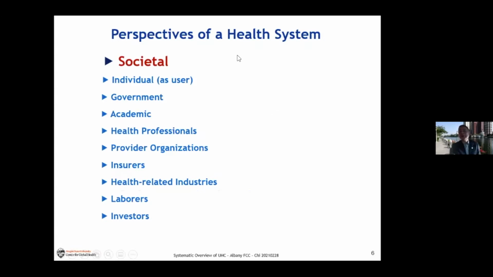And it is also important to know that the nature of the politics of the policy debate is because there are multiple perspectives on how we can look at the healthcare system. As an academic, I tend to look at the healthcare system from a societal point of view. But in addition, people can look at the healthcare system as an individual, or from the government's perspective, which is not necessarily aligned with the societal one. Academics are also not necessarily aligned with the societal perspective, because some academics take a purely knowledge point of view. And then there are health professionals, providers, organizations, insurers, health-related industry, laborers and unions, and investors. Many of those perspectives are in direct conflict or competing with each other.